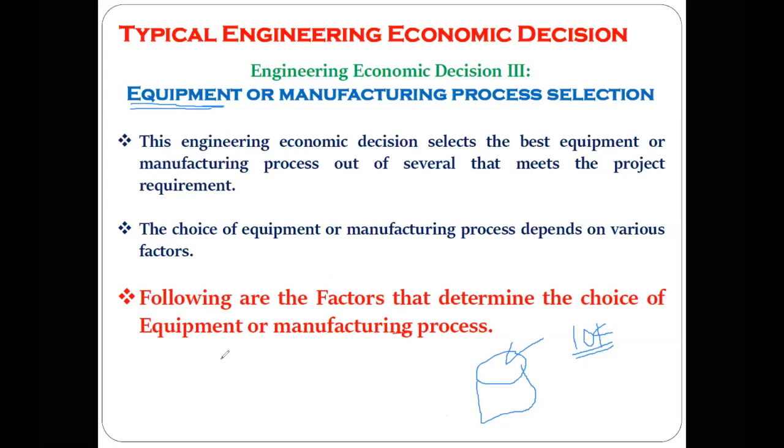Will you select the machine which has the capacity to produce 2,000 paper glasses per day, or will you purchase the machine which has the capacity to produce 4,000 paper glasses per day? Which machine or equipment will you choose? 4,000 paper glasses per day. Why?